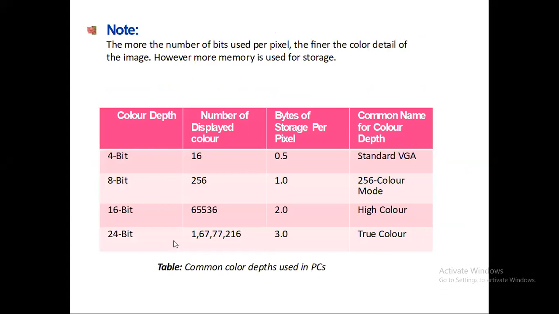Again, these are some common color depths used in PCs. The more the number of bits used per pixel, the finer the color detail of the image will be, and more memory will be used for storage. Suppose the color depth is 4 bit. For monochrome, I told you that it takes only 1 bit. So how can we calculate the number of colors used? 2 raised to n.